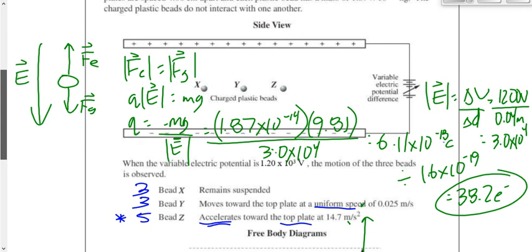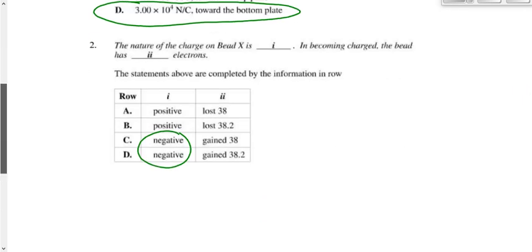So our answer would be D, gain 38.2 electrons. How many people said D? Nobody? A couple people said D? How many people said C? C is the correct answer.